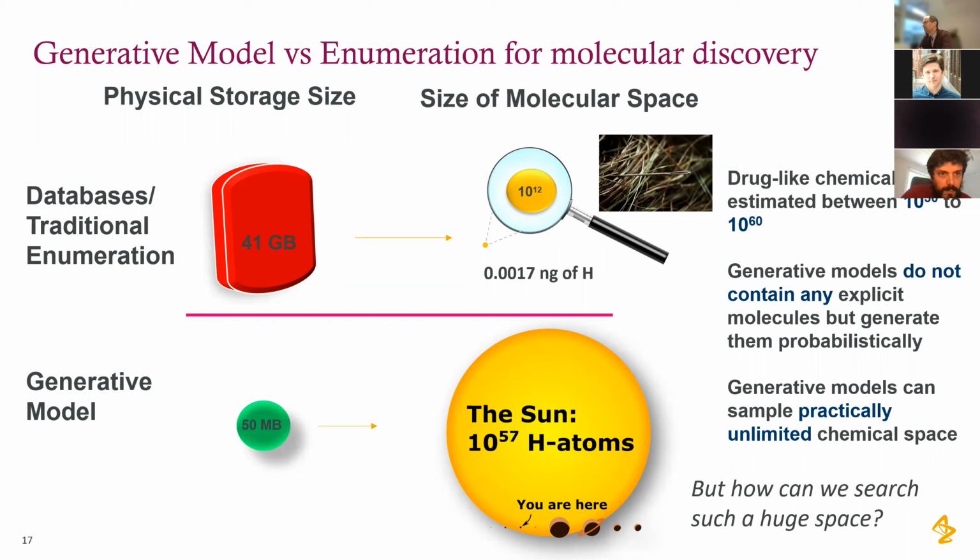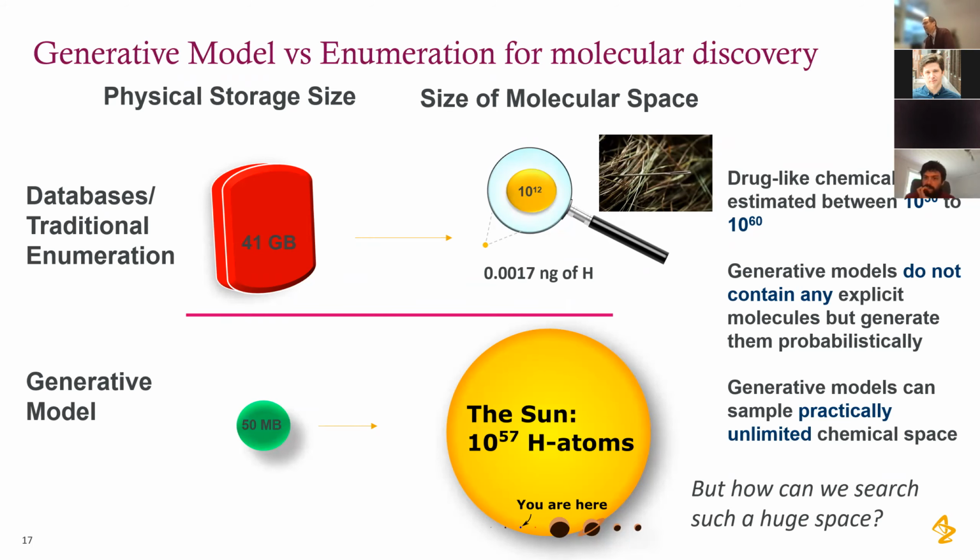But drug-like chemical space has been estimated to be between 10 to the power 30 and 10 to the power 60 possible molecules, if we look at the normal size of drugs and what kind of atoms we can have there. So if we have a generative model, we suddenly can start to generate in practically unlimited chemical space, depending on what you have trained on.